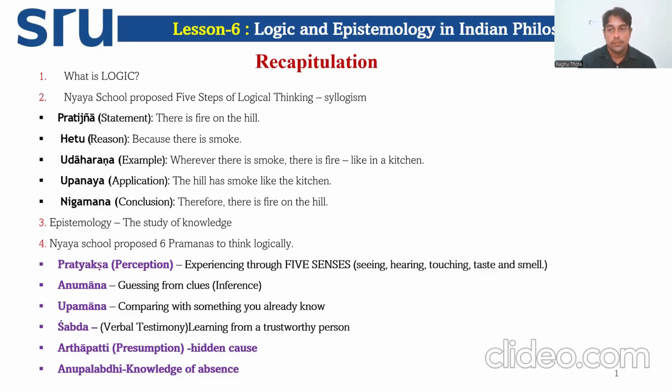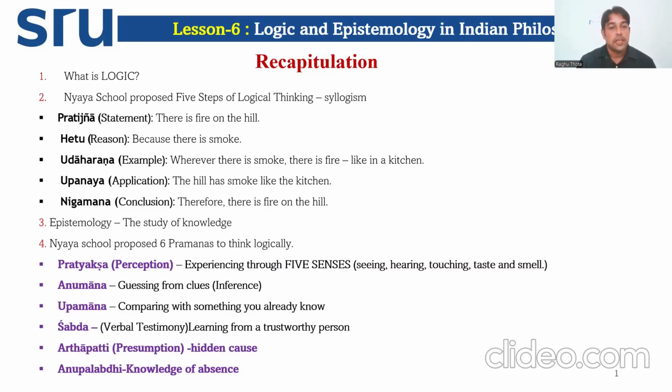And udaharana. After you identify the clue, you will pick up some example. What is the purpose of the example? To defend your point of view, to defend your reason or clue. How do you know that? What is the relationship between smoke and fire? In my observation in daily life, while I was working in the kitchen, there is a fire, so there is smoke. In such a way, wherever there is a fire, there is a possibility of smoke.